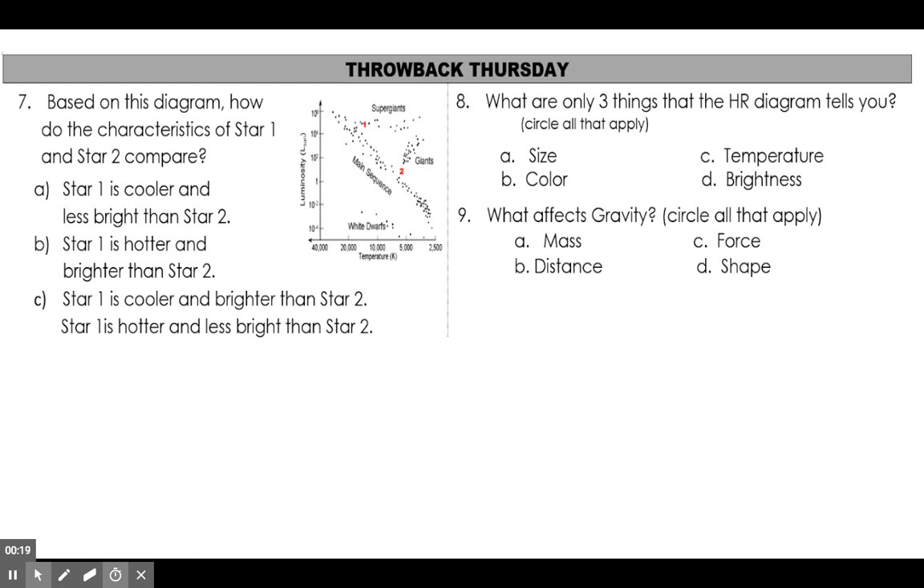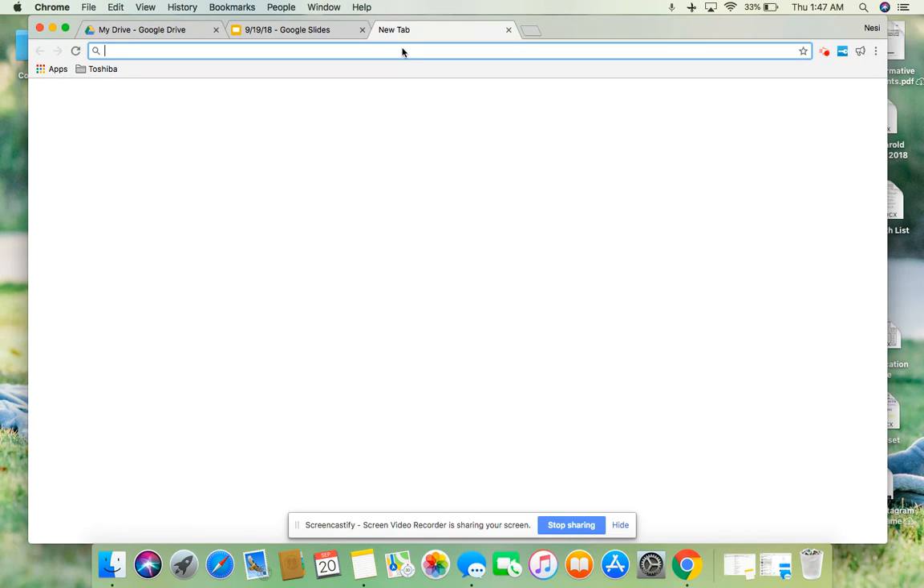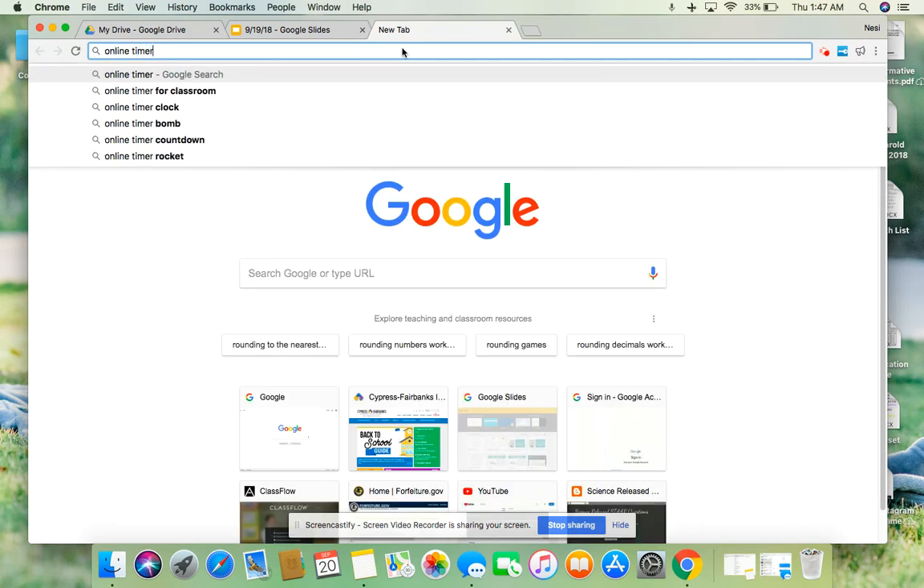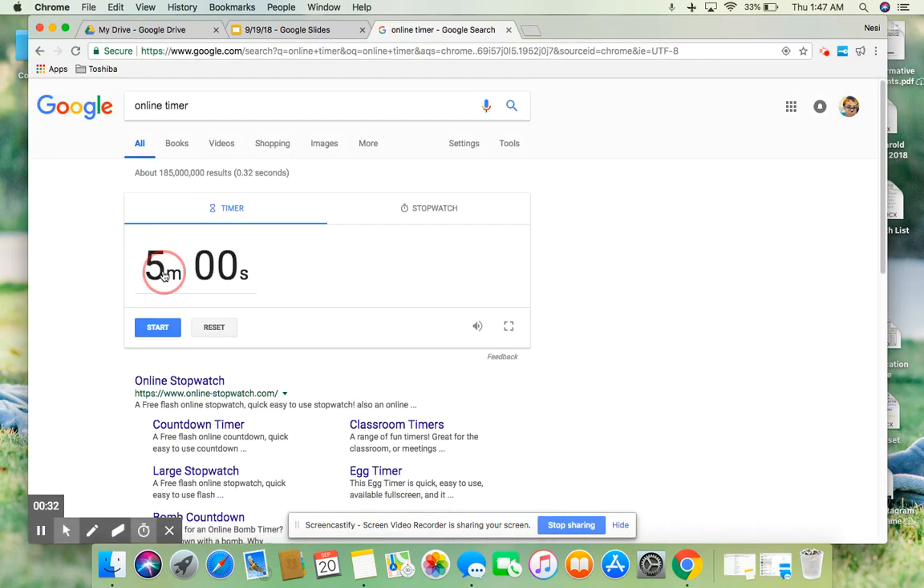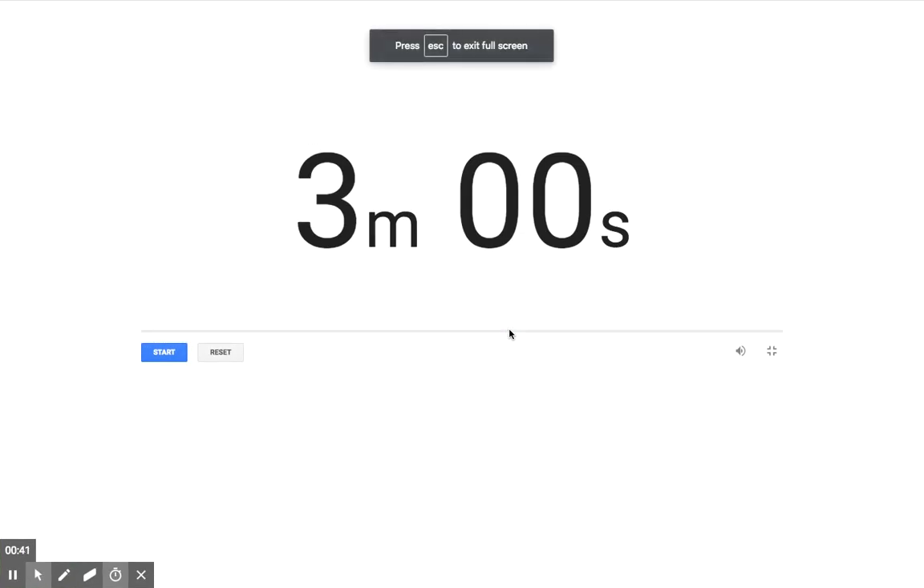We have 3 questions, 7, 8, and 9, and I'm going to go ahead and set us a 3-minute timer. All right, so let's go ahead and get our warm up completed. And remember that the warm up is an independent activity. We should be on level 0, which means no talking.